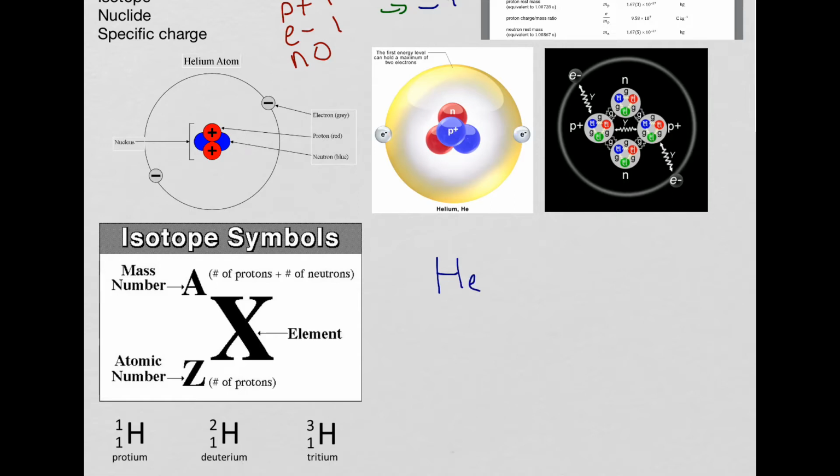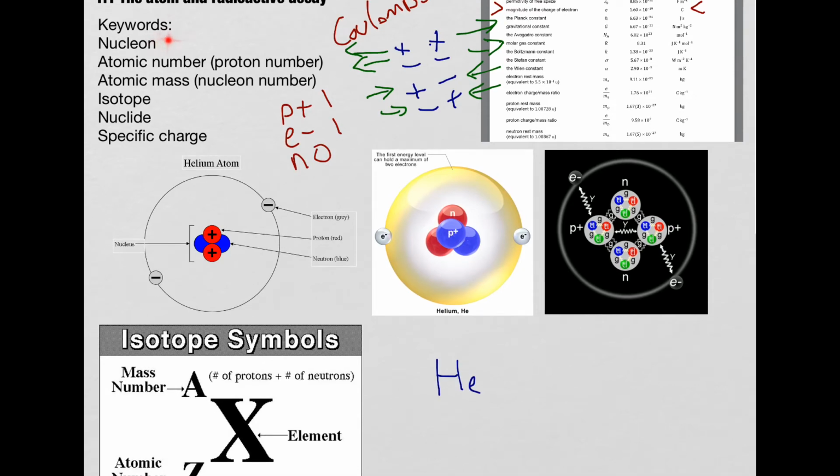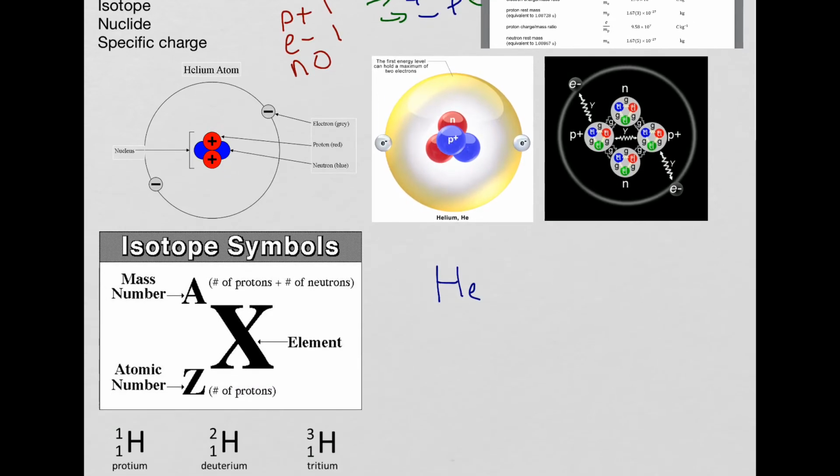Then we look at the mass number. Now the mass number is the number of protons plus the number of neutrons. Or we can now say, from our new word we know, the number of nucleons. And that's why mass number is also sometimes referred to as nucleon number. So the nucleons, in this case, we have 4: our 2 protons and our 2 neutrons in the nucleus. Then we look at the atomic number.